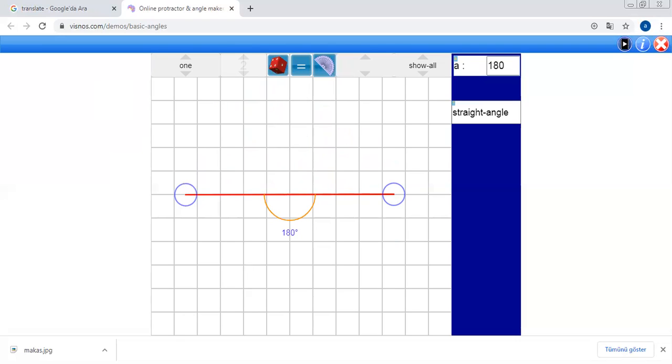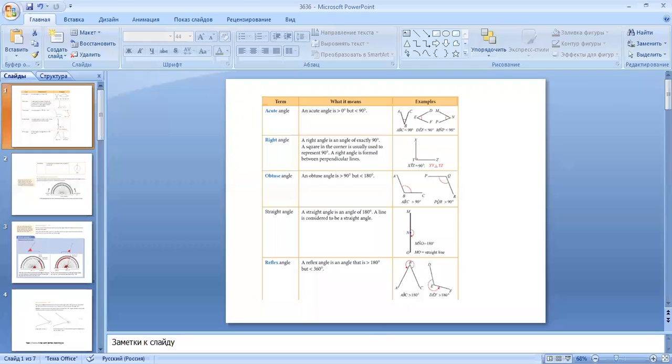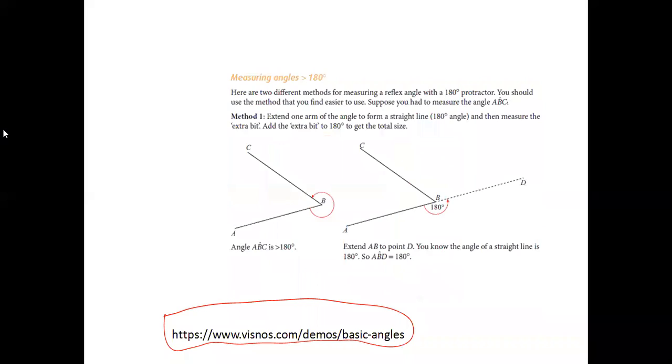I hope you can see my screen. Now let's go on with our lesson. Measuring angles more than 180 degrees. Here are two different methods for measuring a reflex angle with a 180 protractor. You should use the method that you find easier to use.